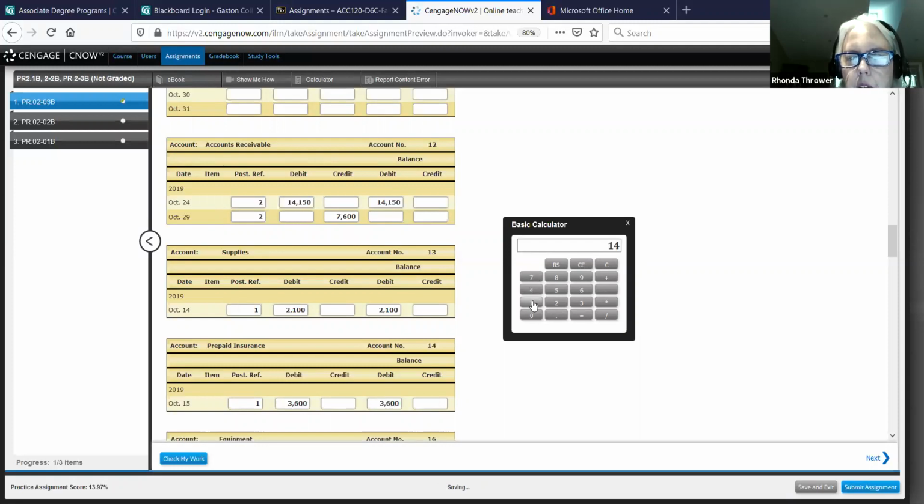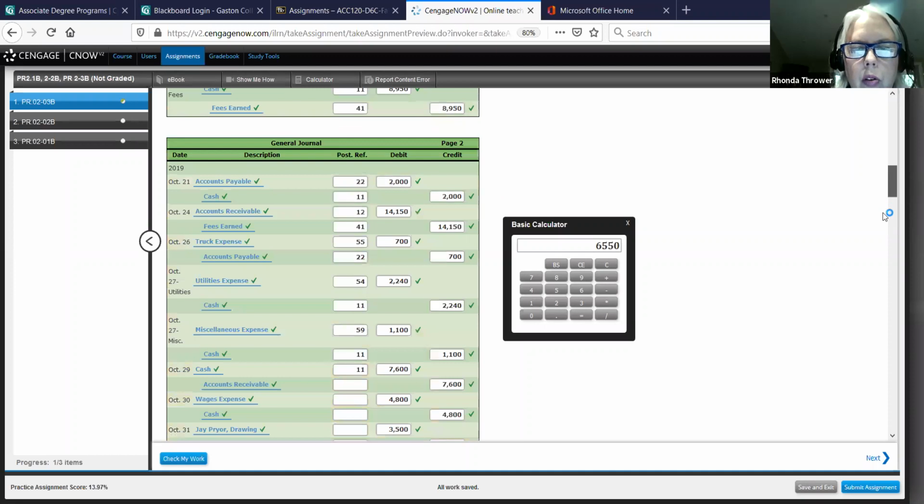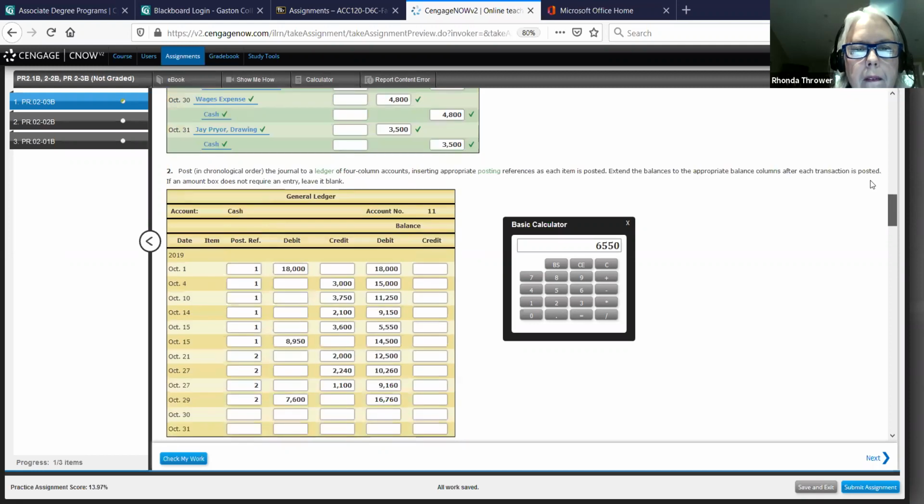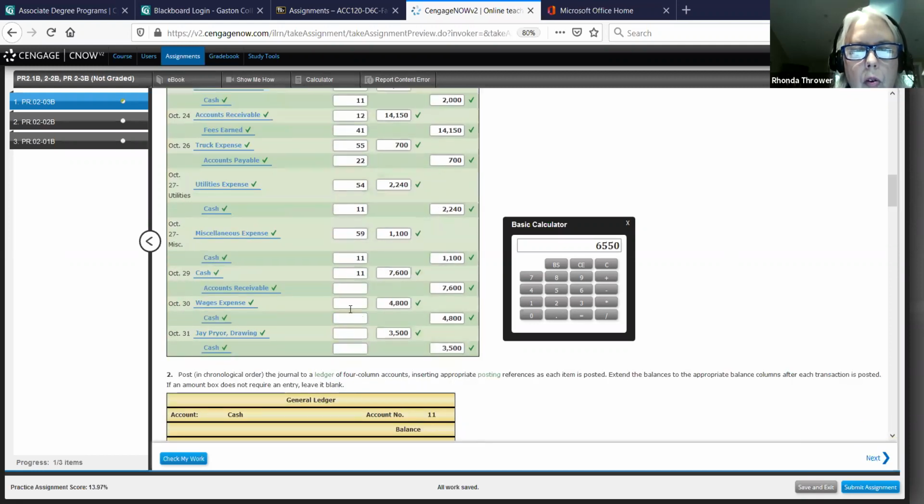So 14,150 minus 7,600 leaves you with a balance in the accounts receivable as a debit balance, because accounts receivable is an asset. Its balance should be on the debit side, and you're going to post it. And then we're going to move to wages expense.